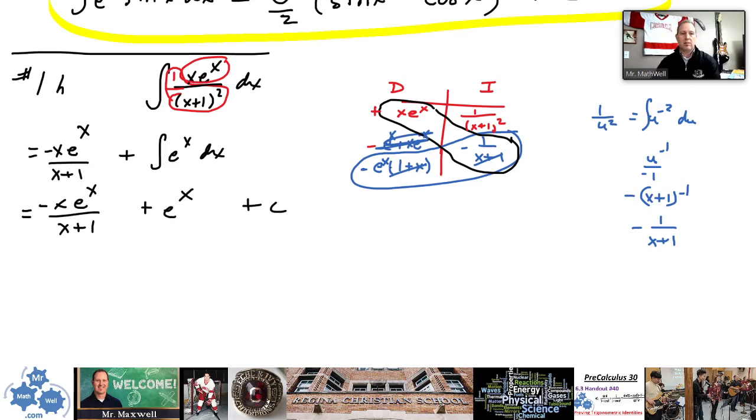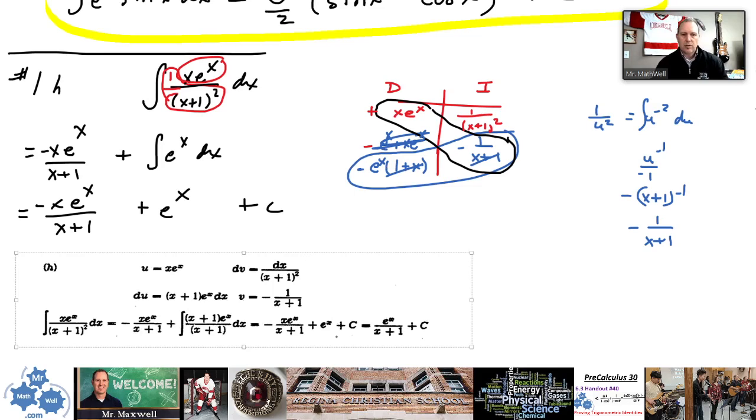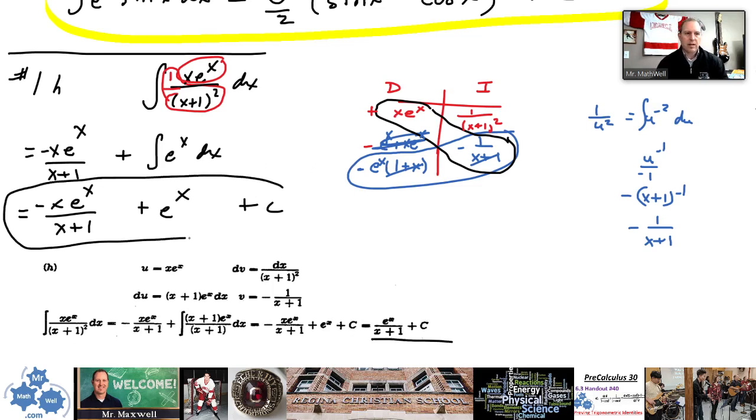And I think that might be your answer. Yeah, so you could simplify it a little bit more here, but this is good enough for an answer here. Okay. I guess they took out an e to the x, and then you're left with a negative x over x plus 1, plus 1. Okay, so that's h. Does that help with h?